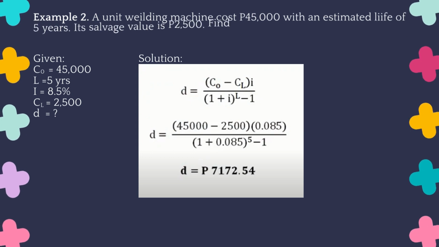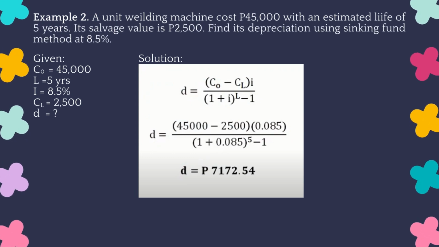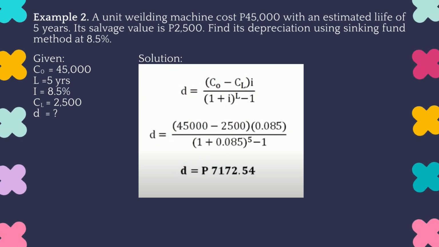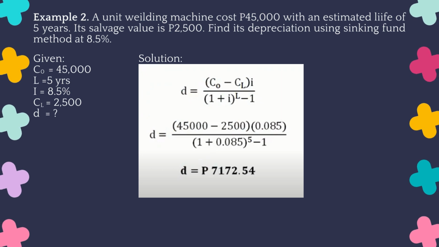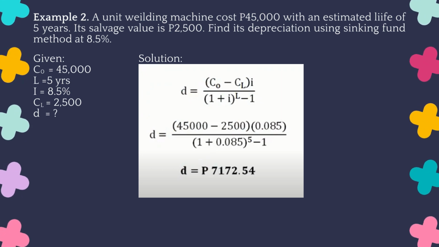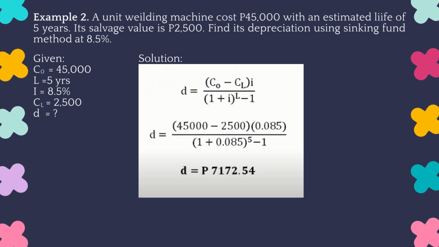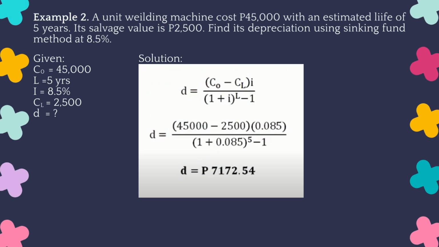So here is the problem. A unit welding machine costs 45,000 pesos with an estimated life of 5 years. Its salvage value is 2,500 pesos. Find its depreciation using sinking fund method at 8.5%.